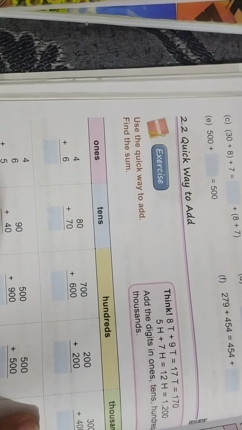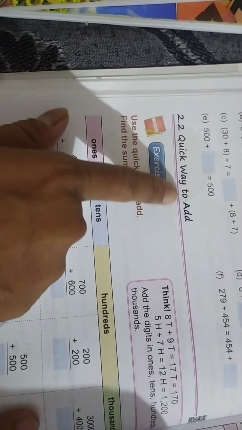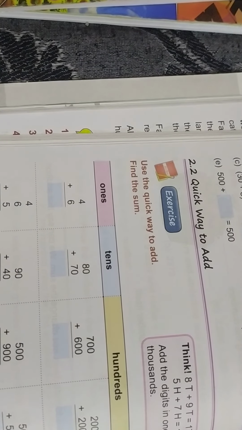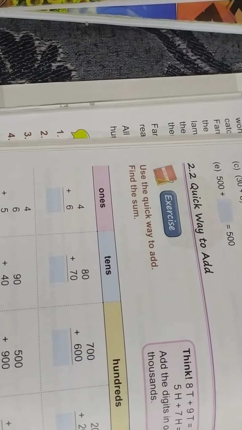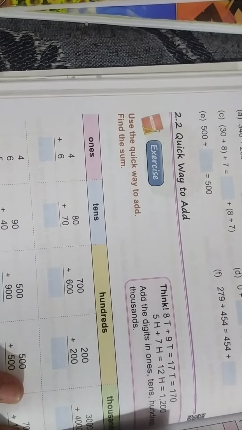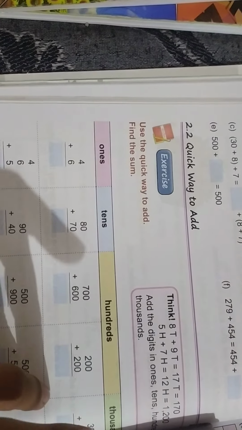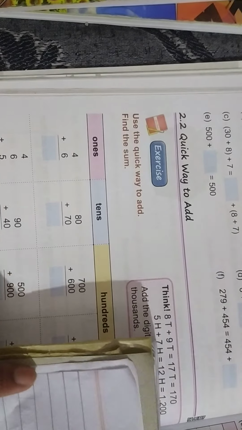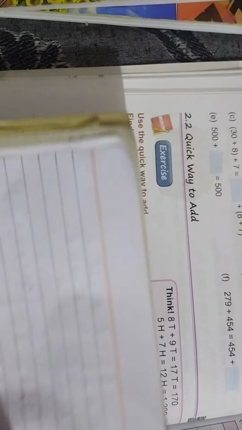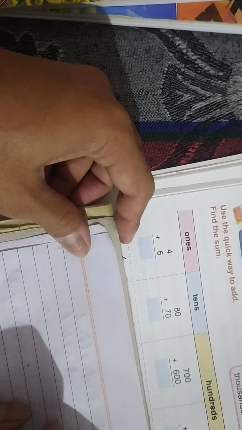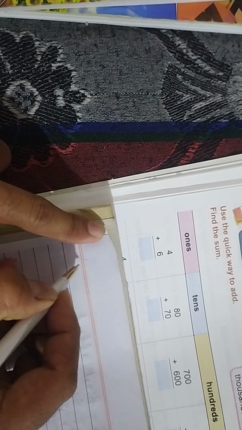Now we shall do the second exercise, that is 2.2, quick way to add. Now we shall solve it. Use the quick way to add. Find the sum. Now I will solve one problem from each part. Here, first they have given ones: 4 plus 6. I am going to solve the ones problem.